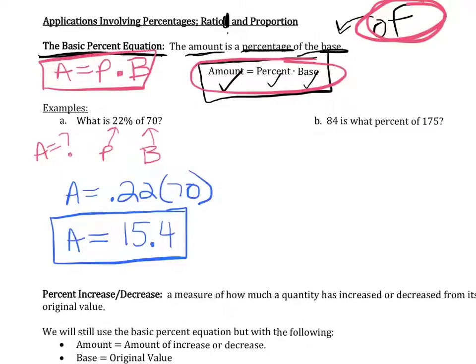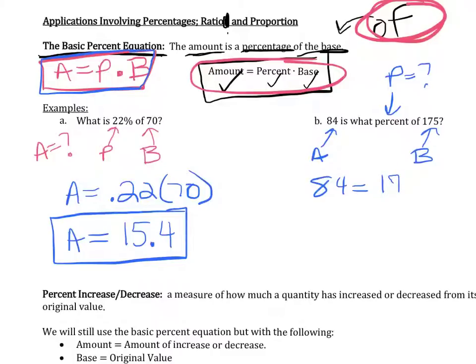Let's go to part B. It says 84 is what percent of 175? Well, I see my base once again. It follows the word "of." I'm trying to find my percent, so my P I don't know, and that means 84 is my amount. I'm going to set it up just as in the equation A equals P times B. So I get 84 equals, well, my percent is going to stay P and my base is 175, so I'll write this as 175P. That way I can solve for P by dividing both sides by 175.